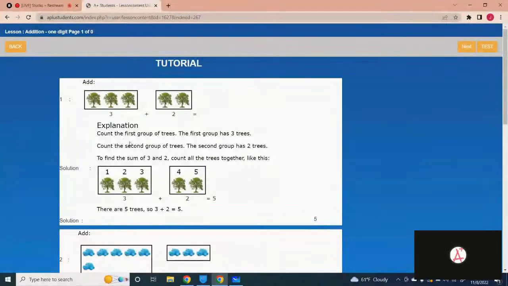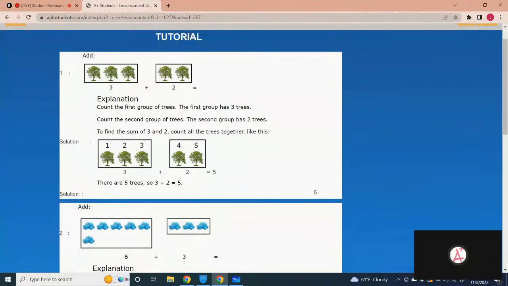Okay, add 3 plus 2. As an example, you are shown 3 trees in the first group and 2 trees in the second group. So count the first group of trees. How many trees do you have? 1, 2, and 3. You have 3 trees in the first group and 2 in the second group. When you are adding them, you have to count them together. Now start counting from the first one. You have 1, 2, 3, 4, and 5. That means 3 plus 2 makes 5. Got it? So there are 5 trees. So 3 plus 2 makes 5.